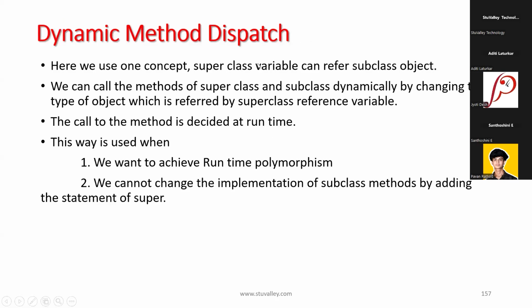I already explained dynamic method dispatch. We will revise this part here. Here we use one concept: a superclass variable can refer to a subclass object. We can call the methods of the superclass and subclass dynamically by changing the type of object referred to by the superclass reference variable. The call to the method is decided at runtime. This way is used when we want to achieve runtime polymorphism.